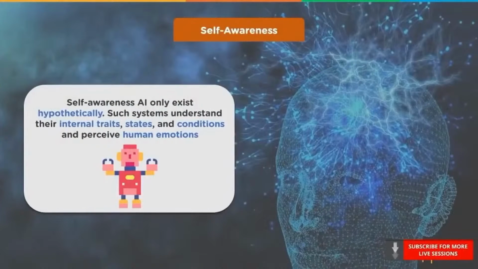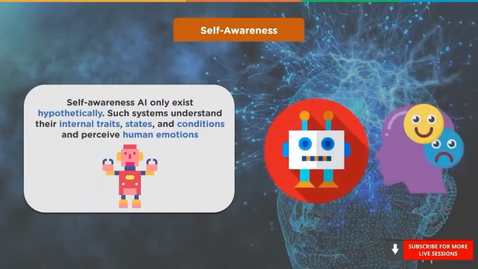Finally, we have self-awareness. Self-awareness AI only exists hypothetically. Such systems understand their internal traits, states, and conditions and perceive human emotions. These machines will be smarter than the human mind. This type of AI will not only be able to understand and evoke emotions in those it interacts with, but also have emotions, needs, and beliefs of its own.